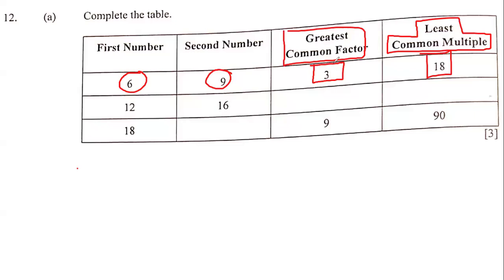It's right there. Greatest common factor of 6 and 9 is what? 3. It's 3. Very good. What is the lowest common multiple of 6 and 9 based on this table? 18.